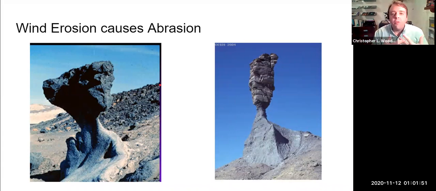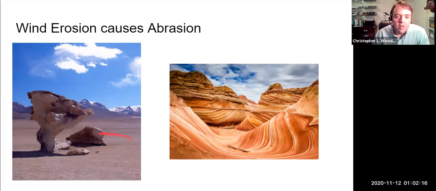Wind erosion and water erosion can both cause abrasion. So remember, abrasion is mechanical weathering where particles are smacking into each other. Wind erosion, or that movement, picks up the sediment, bashes it, keeps moving. So wind is both an erosional and a weathering agent. You can see all of these neat structures. Here's that sandstone I was telling you about.